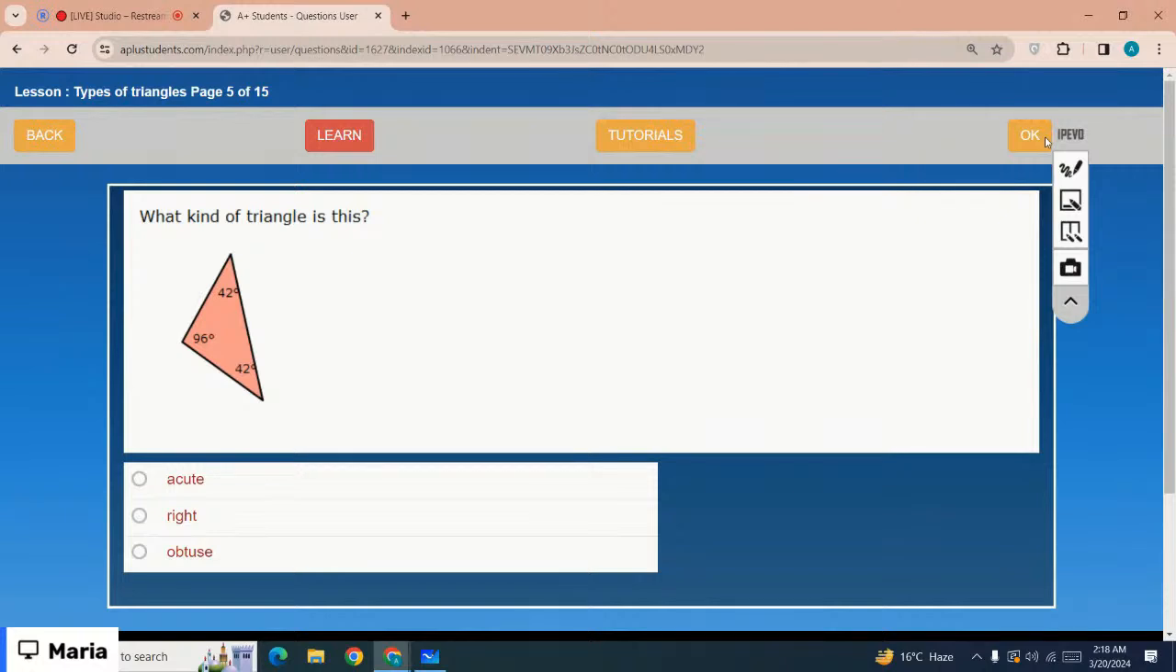What kind of triangle is it? Yes, that is an obtuse triangle because one of the angles is greater than 90 degrees. The one that has the measurement 96 degrees, so that is the obtuse triangle. If one of the angles is greater than 90 degrees, then the triangle is obtuse. Got it?